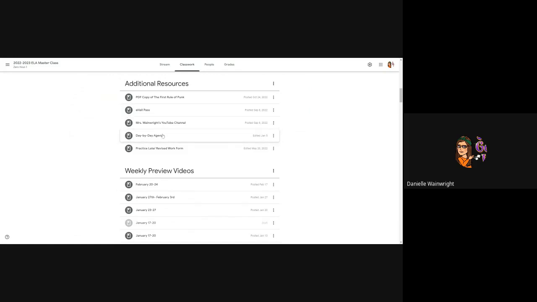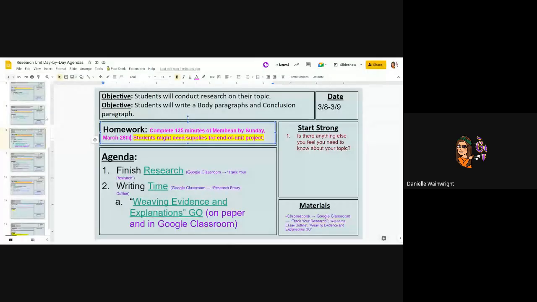the day-by-day agenda. That's the really big thing, is the day-by-day agenda. If your student is absent, especially for an extended period of time, they need to come to the day-by-day agenda to see what they missed. And then if they have questions from there, they can ask. They should ask, but they should start at the day-by-day agenda because there's a lot of resources and information in there. Okay, so speaking of the day-by-day agenda, let's jump into it.